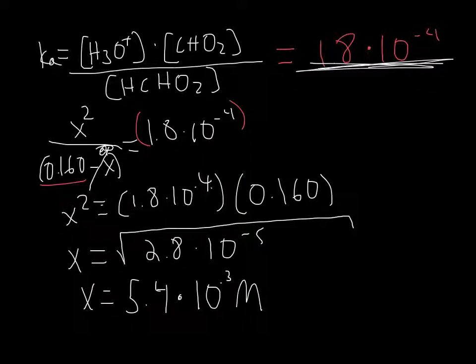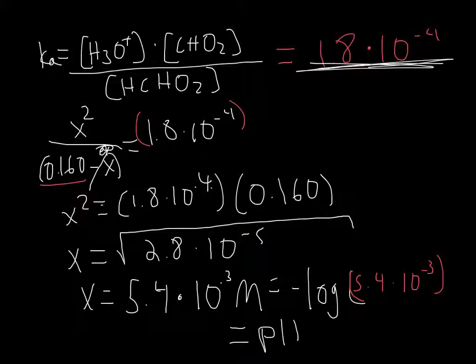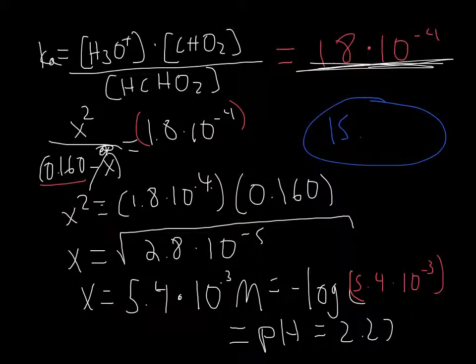So the next part of the problem asks us to find the pH value of the solution. From our mathematical formulas, all we have to do is the minus log of 5.4 times 10 to the minus 3. And what does this equal? A pH of roughly 2.27. And this is similar to problem 15.32 on your chapter 5 homework number 2.